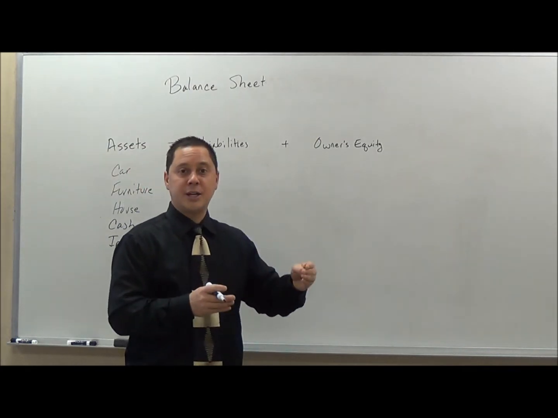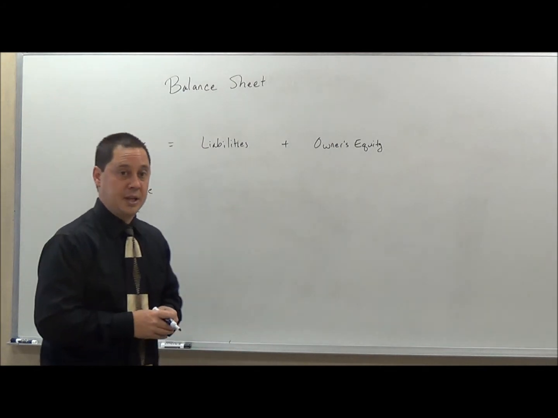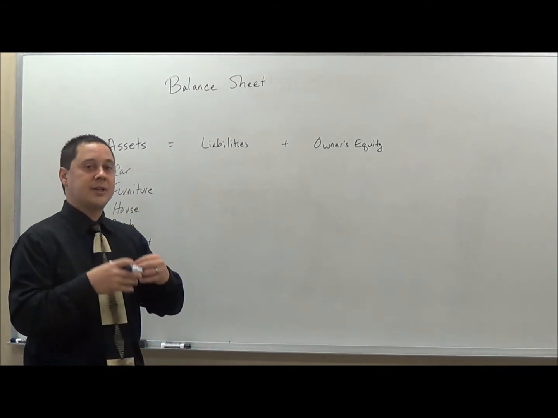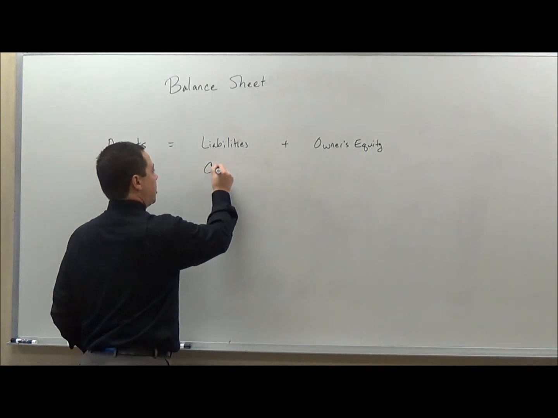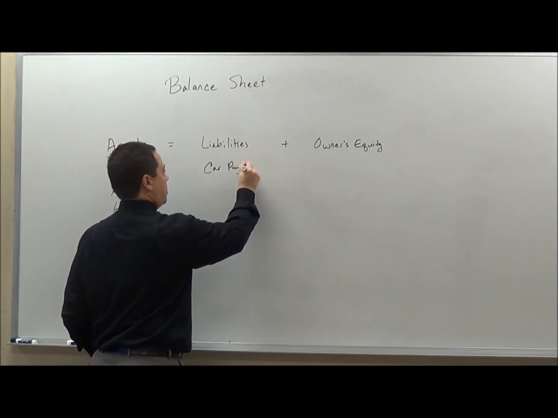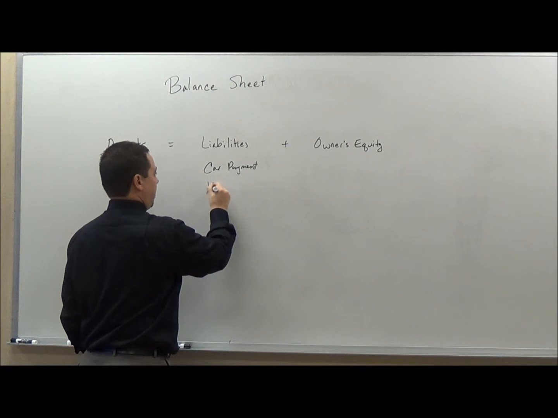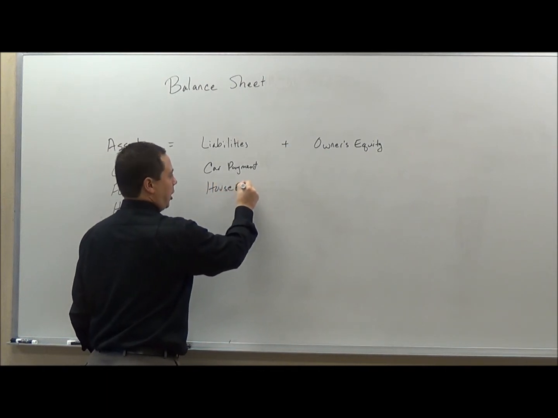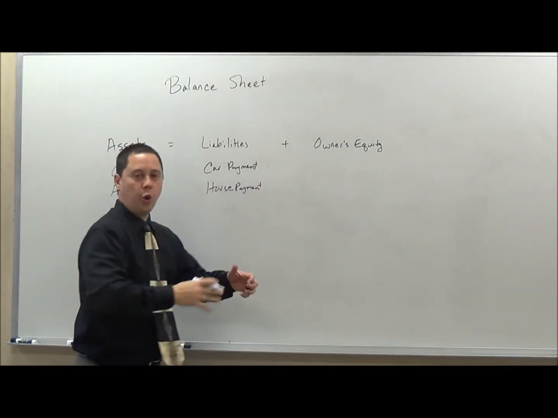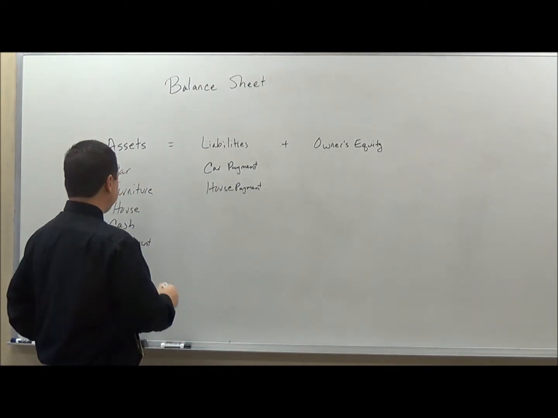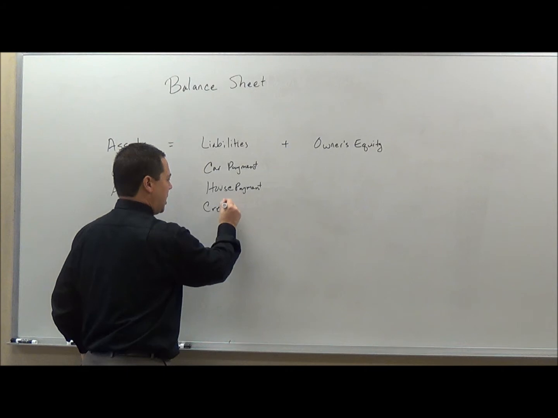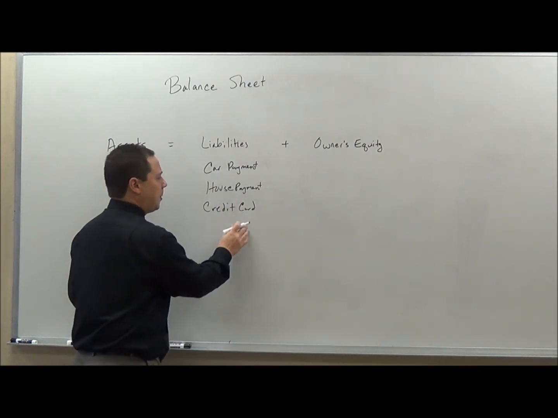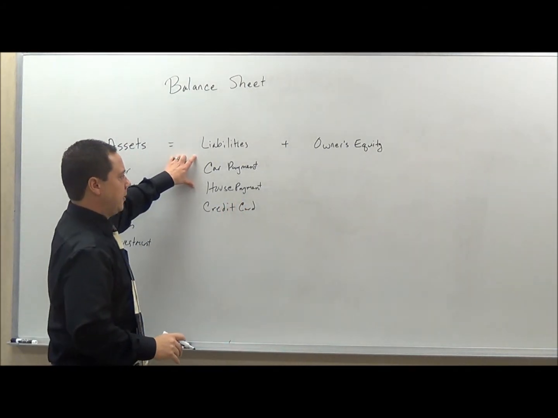Sometimes they're tied to an asset and sometimes they're not tied to an asset. I'm going to go over some that are tied to an asset first. I may have a car payment personally, or I may have a house payment. When I'm talking payments, I'm looking at the total of what I owe on those. Then I may also have a credit card, which is not tied to a specific asset, but it's still a commitment to pay. That's a liability that I may have.